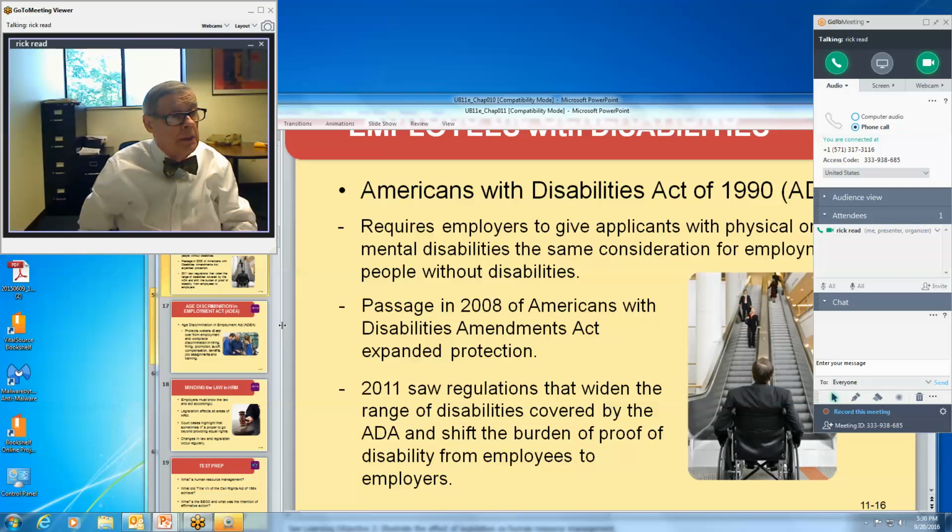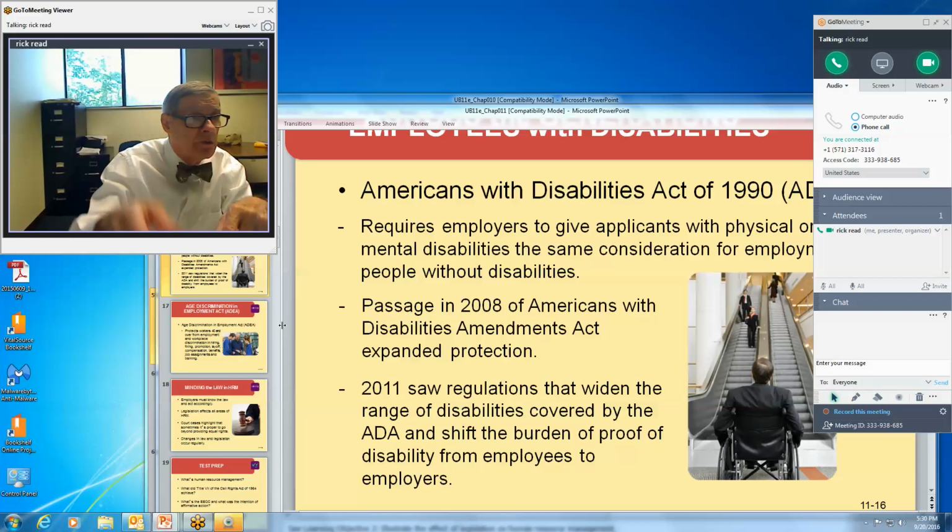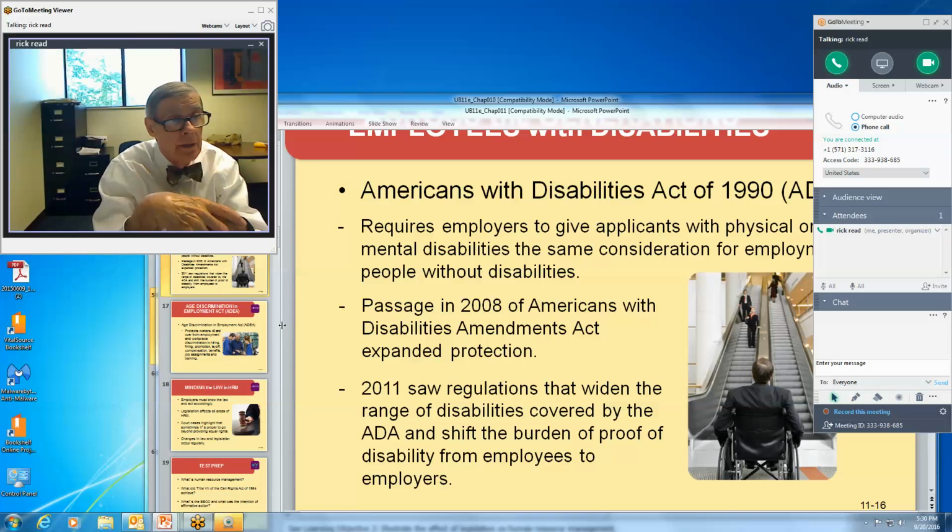Now, if the accommodation is not reasonable and it would be too onerous on the employer to implement, they don't have to do it. A classic example of that is a person with a disability came in and wanted to get a job and had something to do with production. And the only way that he would be able to do the job was that the conveyor belt would have to be reversed. In other words, instead of running clockwise, it would have to run counterclockwise. And the company said, we can't do that. And he sued, went to court, and the court said, wait a minute, that's not a reasonable accommodation.